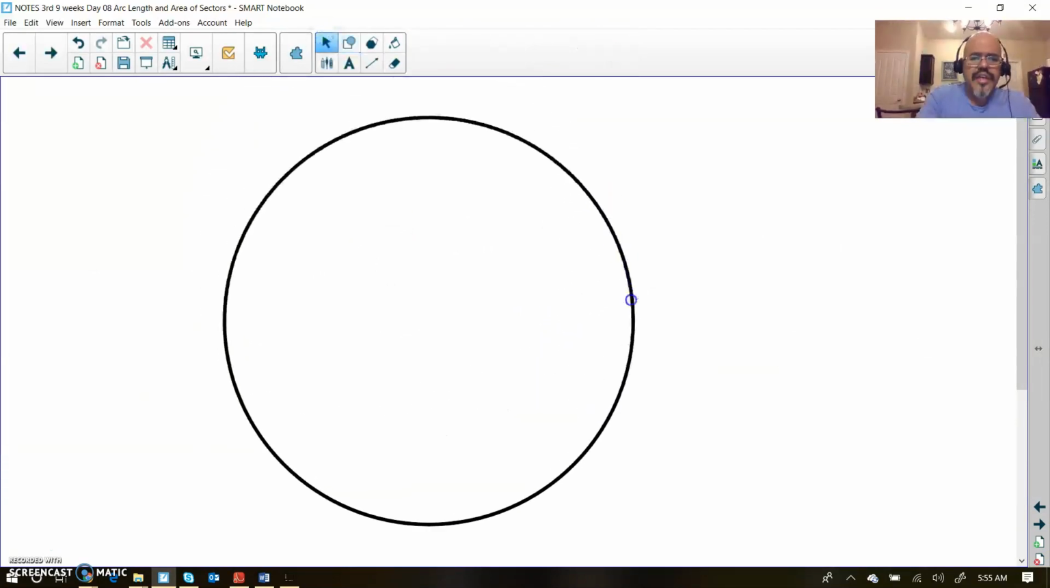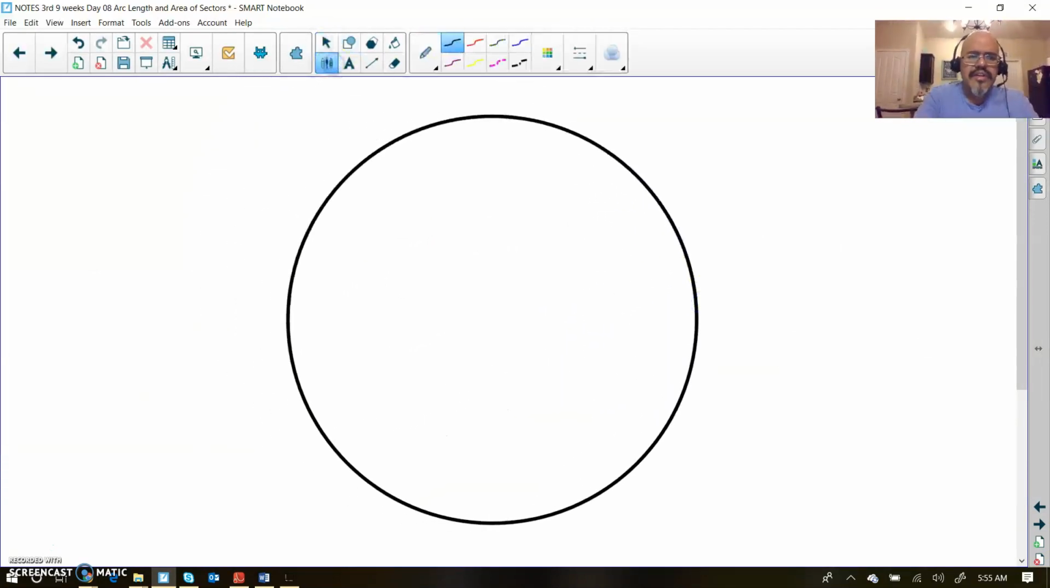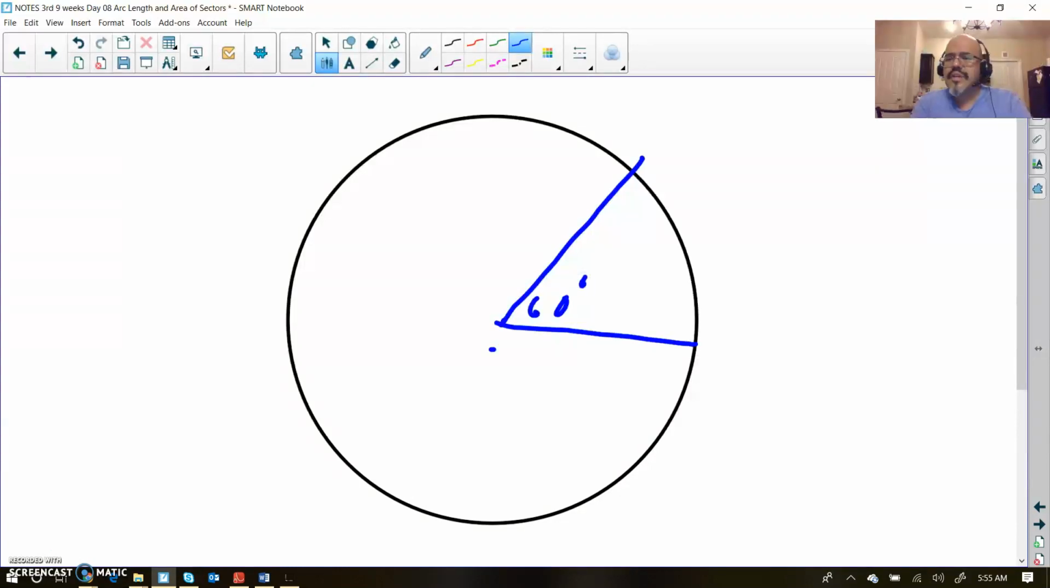So what we're doing today is we're going to go ahead and take these right here. We have a central angle that radiates from the center, or it could be almost anything. We're just going to start out with something simple. Say that this is 60 degrees. Well, in that, we're going to ask, what portion of the circumference is that?